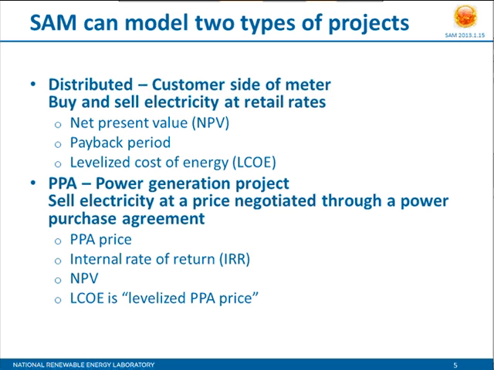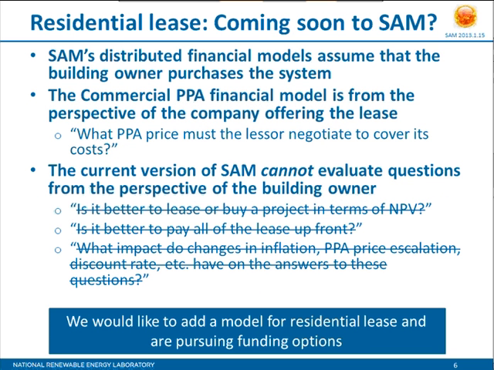So to back up a moment, I'd like to point out that SAM can model two types of projects. We're focusing on PPA models, but we can also model distributed projects in SAM. So these are projects that buy and sell electricity at retail rates instead of at a price negotiated through a PPA. We are hoping to add a residential lease model to SAM at some point if we can get the funding for it. We've gotten many requests for it. We know it's a commonly used model.